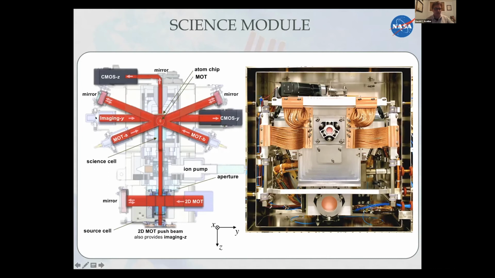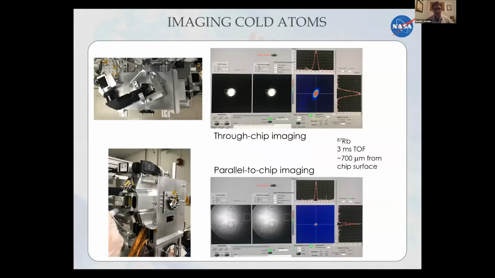And we have our parallel to chip imaging along this y-axis. And that push beam also serves as an imaging axis through the chip. So it gives us an orthogonal view if we use it with lower attenuation. And this just shows you an example of that type of imaging. We're doing absorptive imaging where we flash 2 very short pulses. One is on resonance with the atoms. The second pulse is off resonance. Same down here with the parallel chip.